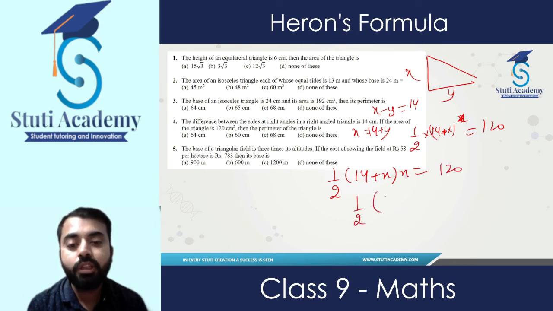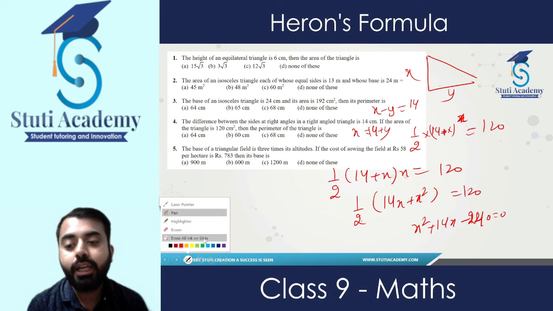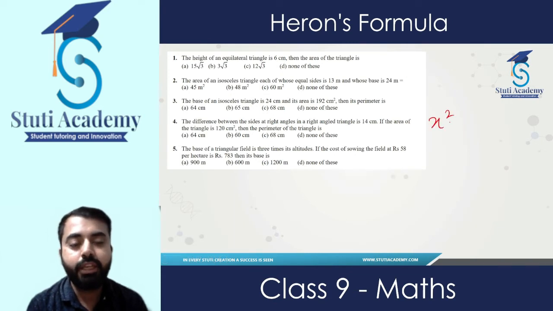1 by 2 into 14x plus x square equals 120. So x square plus 14x minus 240 equals 0, because this 2 will multiply. I have my equation here: x square plus 14x minus 240, which is 0.